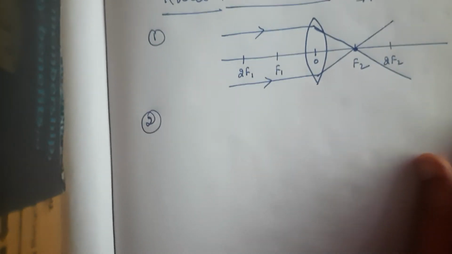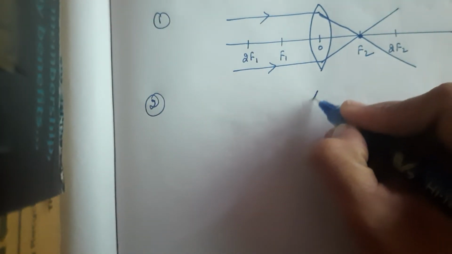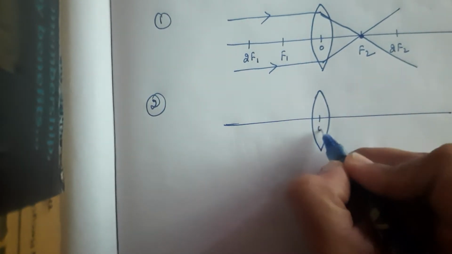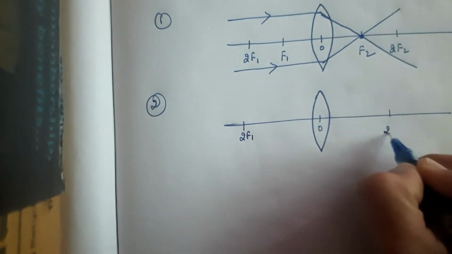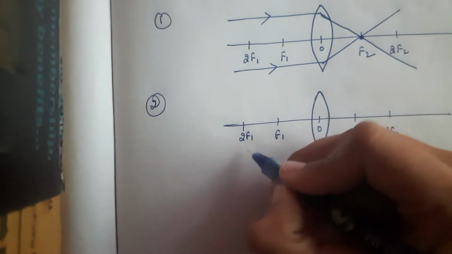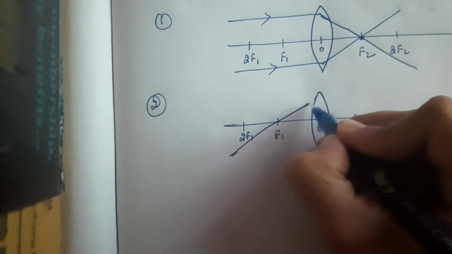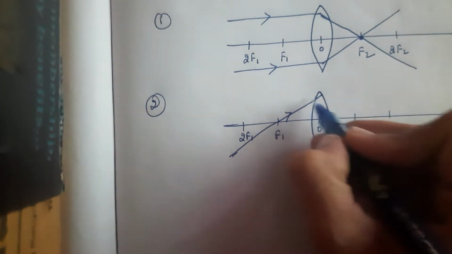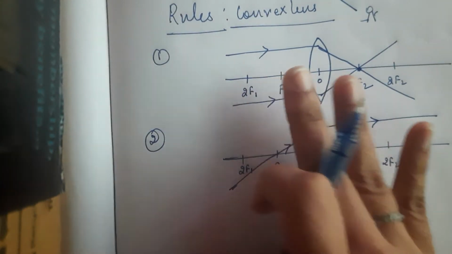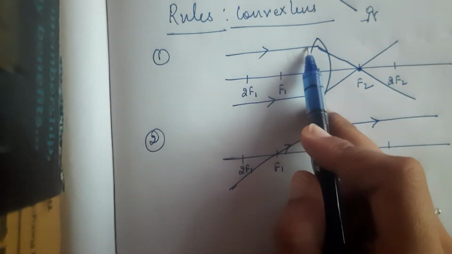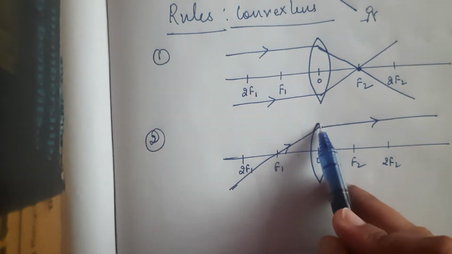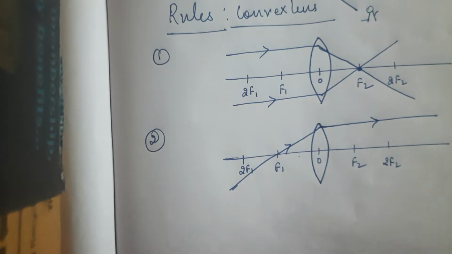The second rule is just the reverse of the first rule. Right? So in this rule, the light passing through focus F1 after refraction goes parallel to the principal axis. It is just the reverse of the first case. In the first case, the light was coming parallel and after refraction passing through focus. But in this case, the light is passing through focus and after refraction will go parallel to the principal axis.